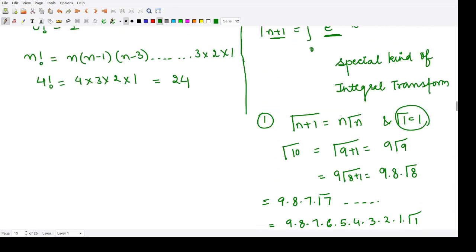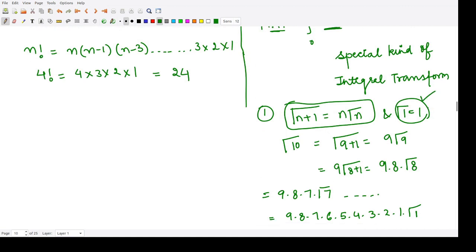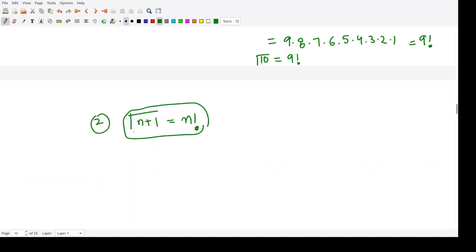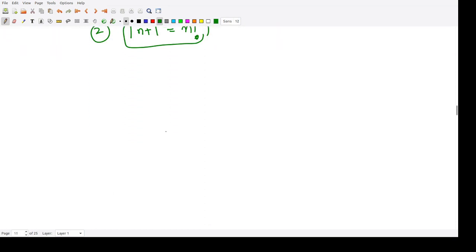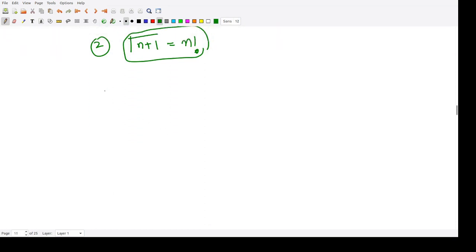The first property was gamma of n plus 1 is equal to n gamma n. The second property was gamma of 1 is equal to 1. The third property is gamma of n plus 1 is equal to n factorial. Moreover, for fractions, we have gamma of 1 by 2 equal to square root pi. This is always true.